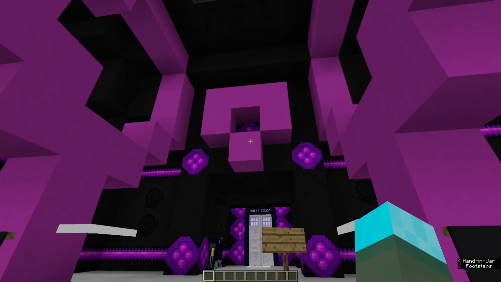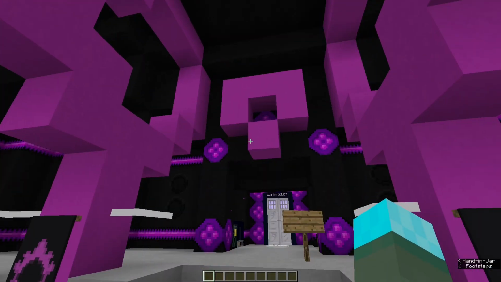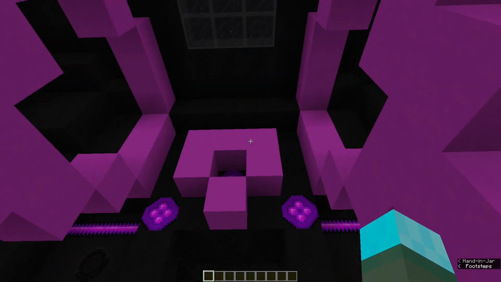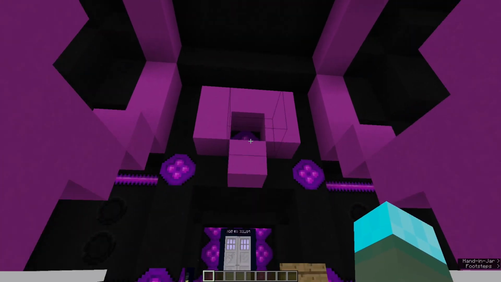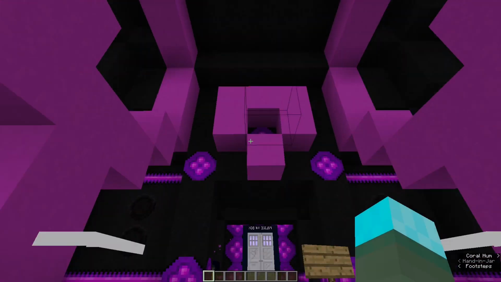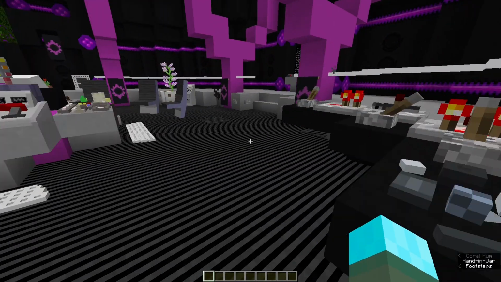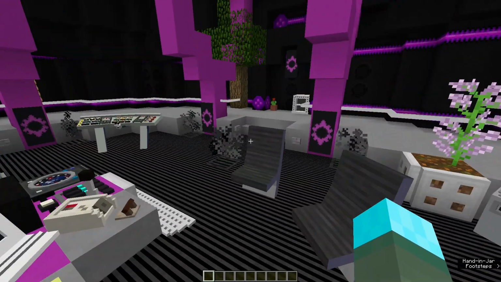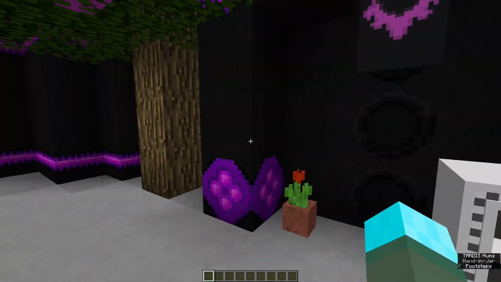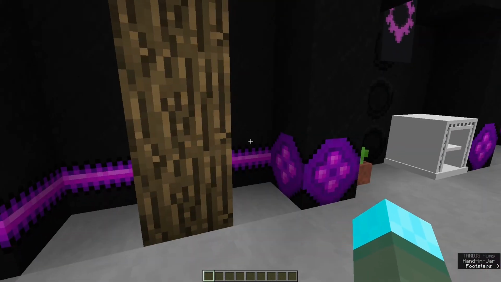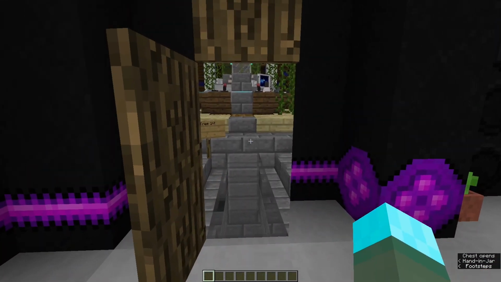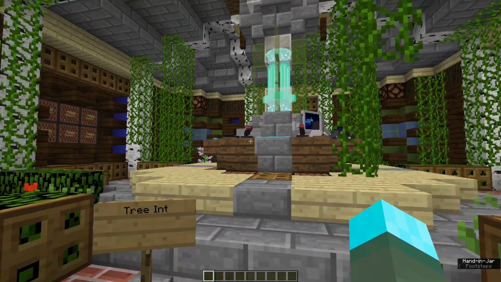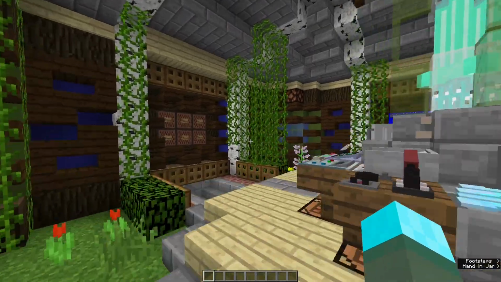This one actually has a couple of secrets. There's an Easter egg up there. Wow, it is very laggy for some reason. Tree Interior.